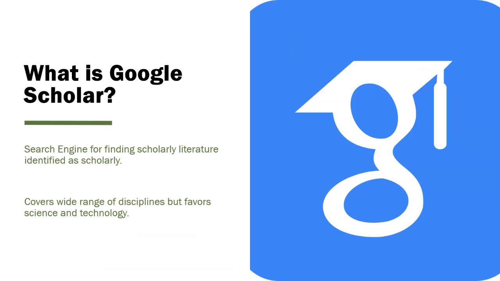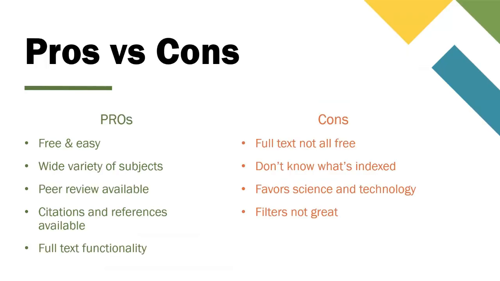So what is Google Scholar? Google Scholar is Google's attempt at creating an academic filter for scholarly materials. However, Google hasn't revealed what criteria they use to select scholarly content, so you need to be careful and assess your results. There are several pros and cons to using Google Scholar.